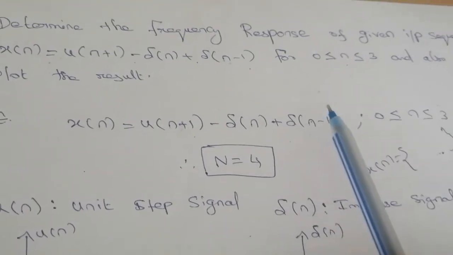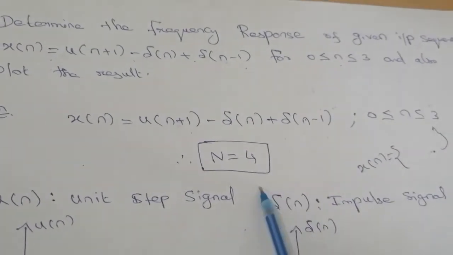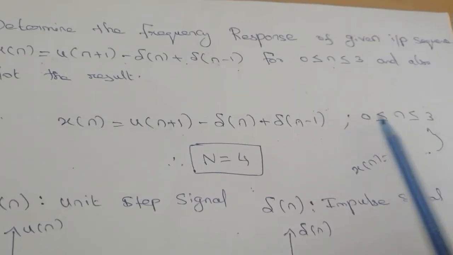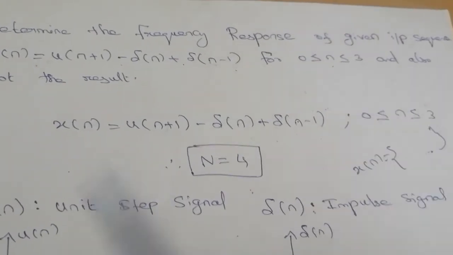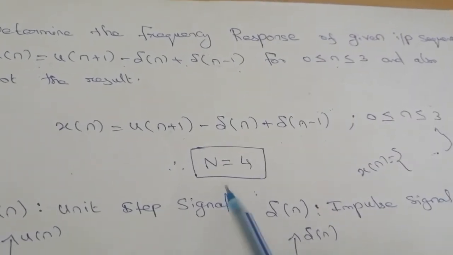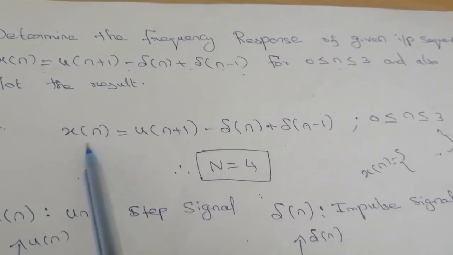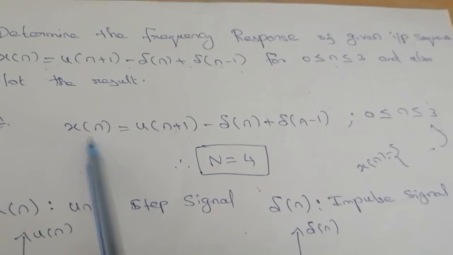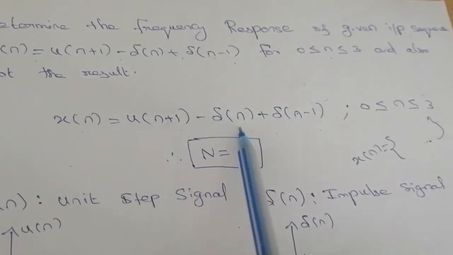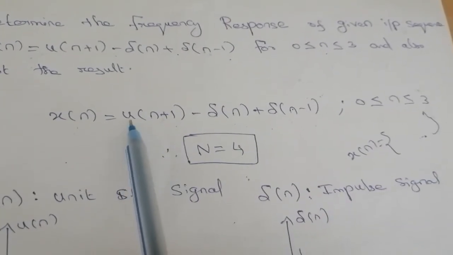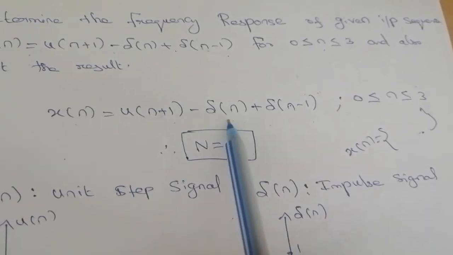Here the number of points in the DFT is 4, because the small n range is 0 to 3, which means 0, 1, 2, 3. So the capital N equals 4. Let's find the input sequence in numeric values. Here the functions are u of n and del of n.